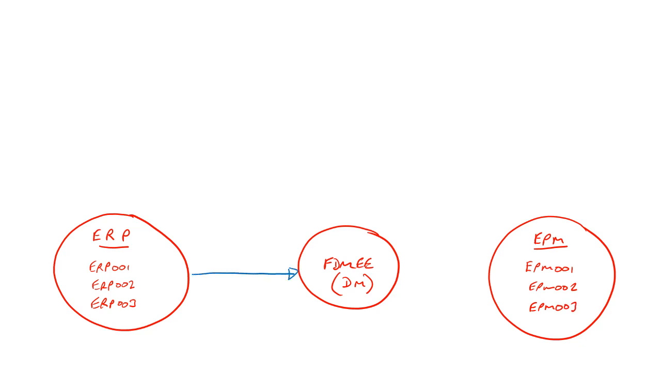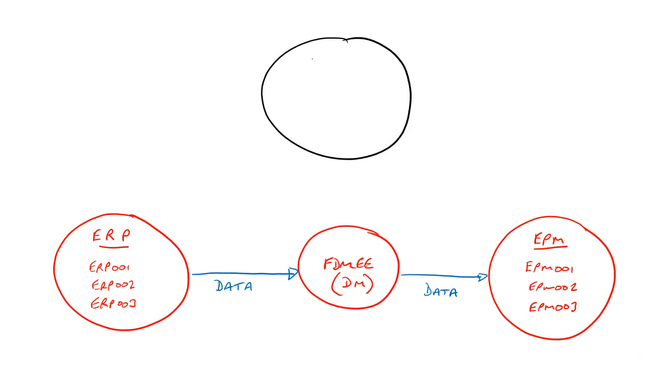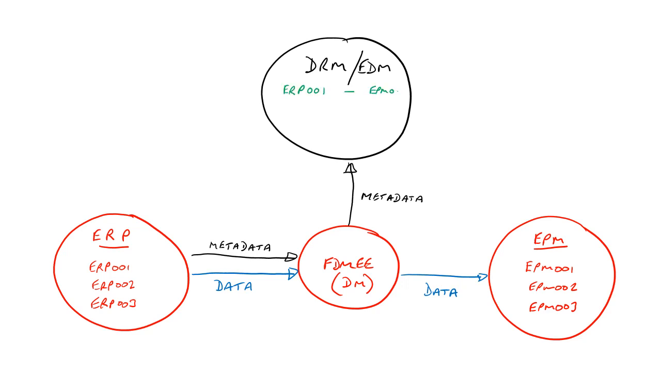However, in some cases, DRM, or Enterprise Data Management as it is known in the cloud world, is involved for the management of metadata across all systems. In this case, metadata can be passed to DRM via FDMEE from the source system. This then allows the management of both source and target application metadata within DRM or EDM, whilst the target mapping can also be managed within DRM EDM.